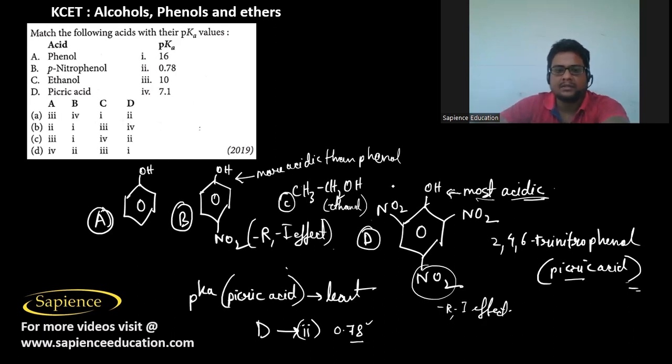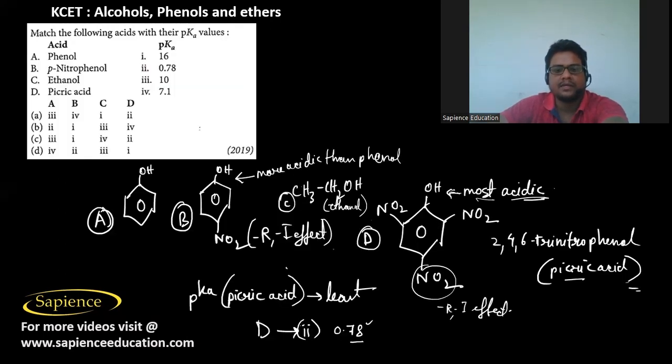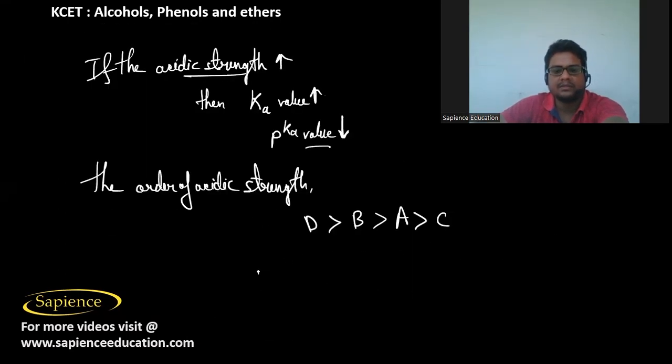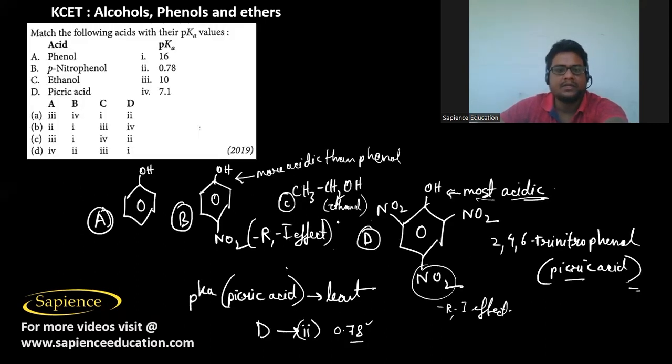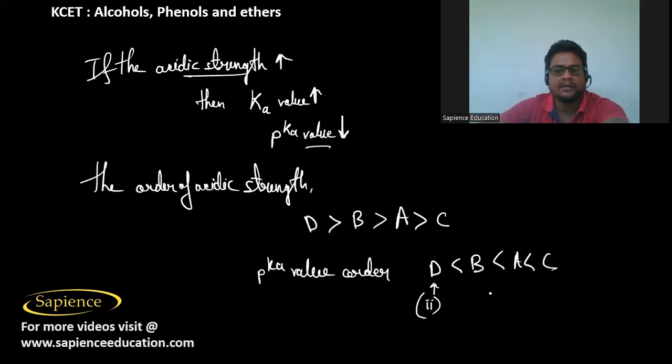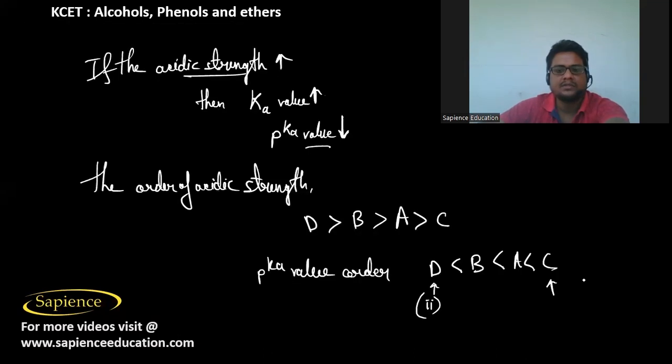Then we have phenol, and then we have ethanol. So the pKa order will be the reverse of this, which is D less than B less than A less than C. So it means that D should match with 2. D should have the least value for pKa, and the highest value should be for C, which is 1.